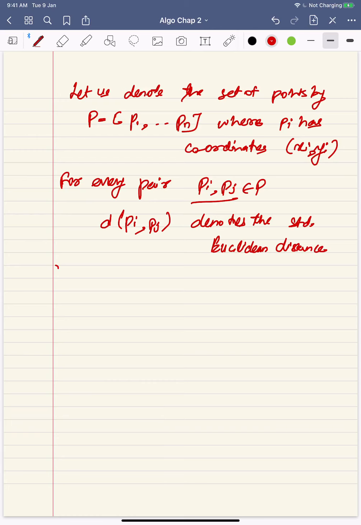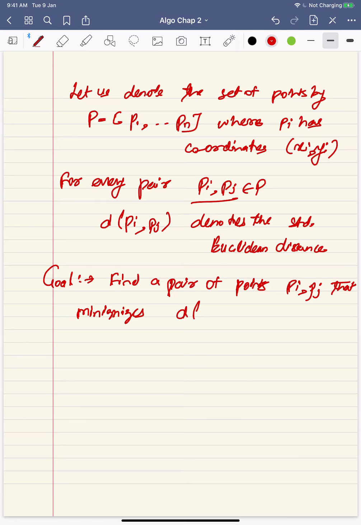Fine. And what is my goal? You have to find a pair of points pi, pj that minimizes d of pi, pj. That is, the minimum of d(pi, pj) for i, j equal to 1 to n. For all possible i, j, what is the minimum distance, with i not equal to j?